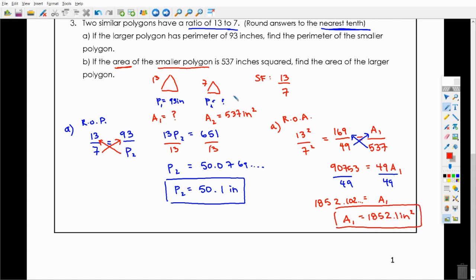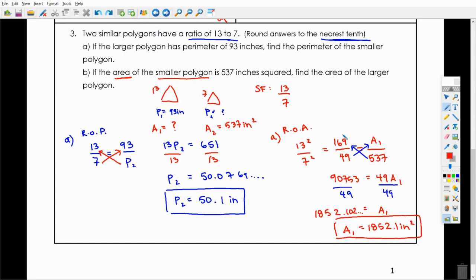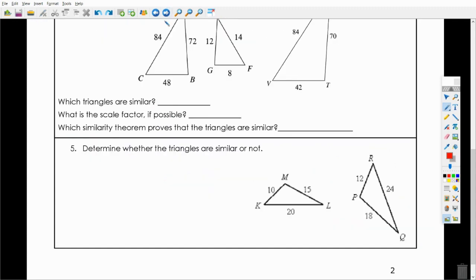And that makes sense again because the area of the larger shape should be larger than 537. And then just like our perimeter, it should be smaller. 50.1 is smaller than the 93 inches. So it makes sense. That's a quick way to make sure you didn't mess up your ratios.